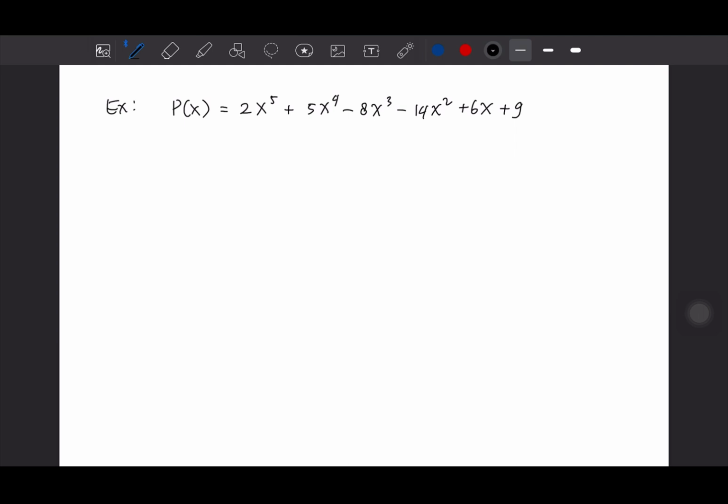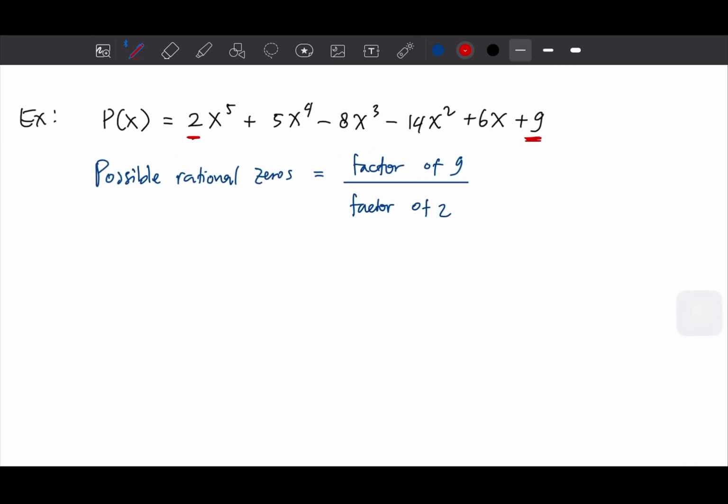So we could start by taking the possible rational zeros, or possible zeros if you would like. We could set the factors of 9 and the factors of 2. So for the possible rational zeros, we take the factors of 9 over the factors of 2. Okay, let me guide you step by step.